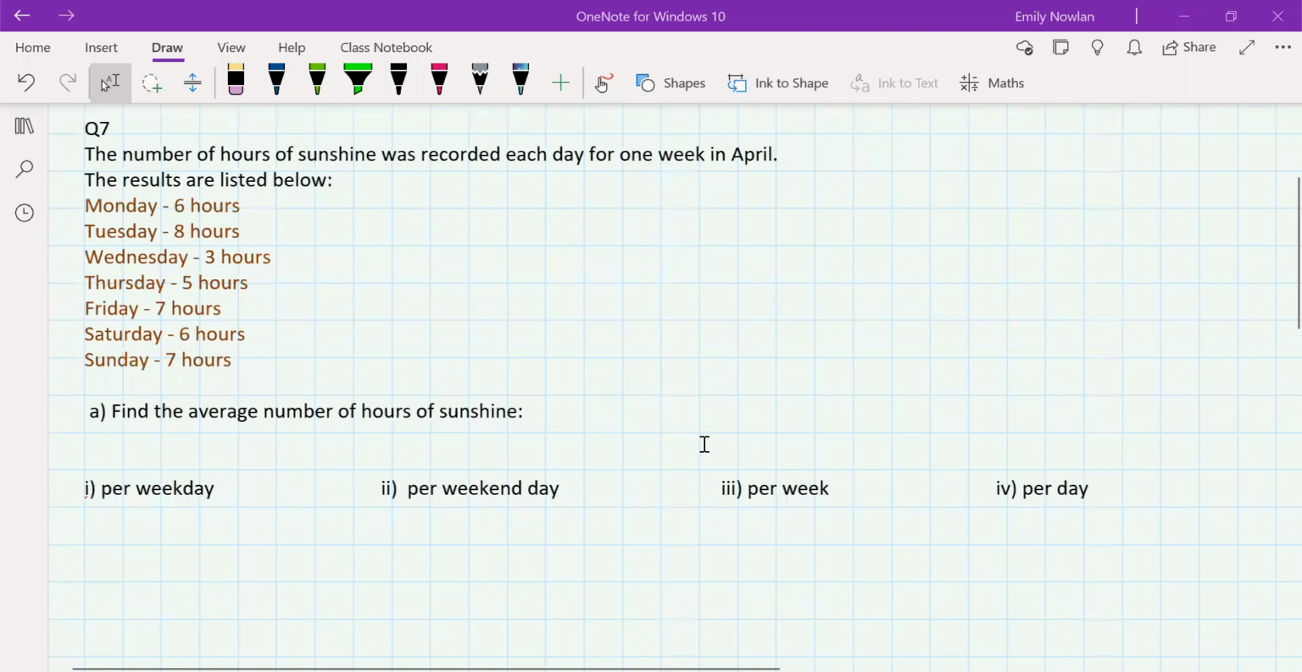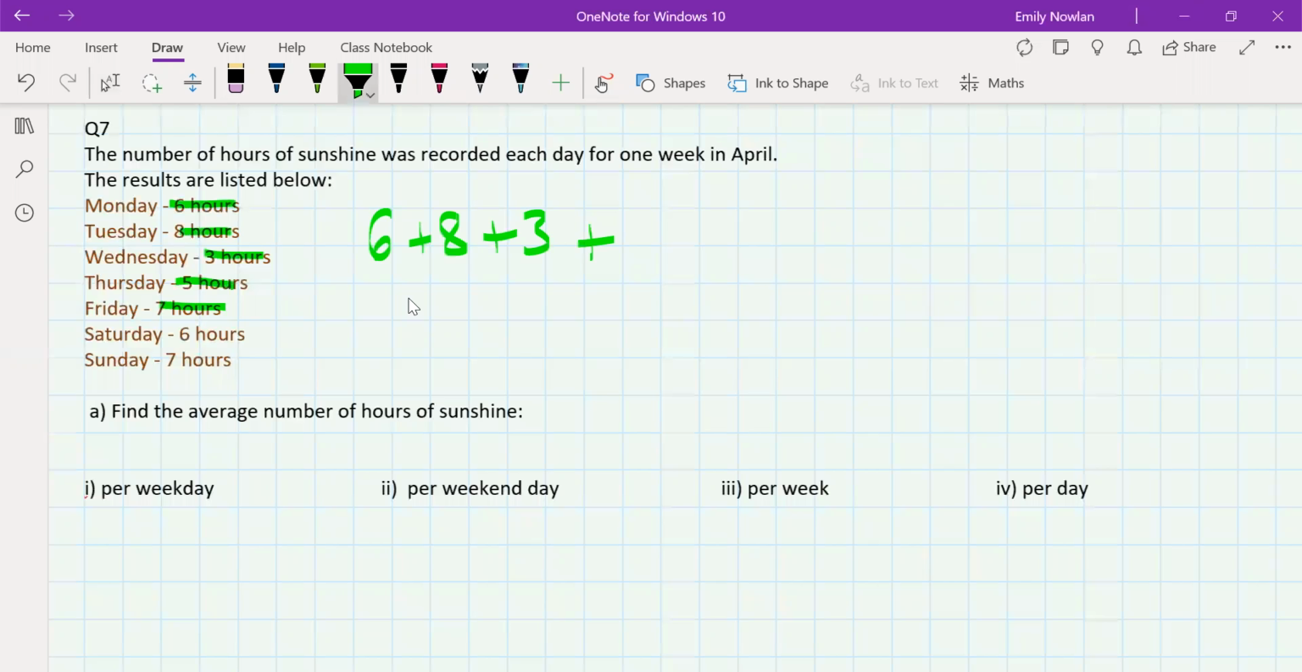So this first question, question 7: the number of hours of sunshine was recorded each day for 1 week in April. The results are listed below. Find the average number of hours of sunshine per weekday. Per weekday means that we are only interested in these hours because they're the weekday hours. So we need to go 6 plus 8 plus 3 plus 5 plus 7.